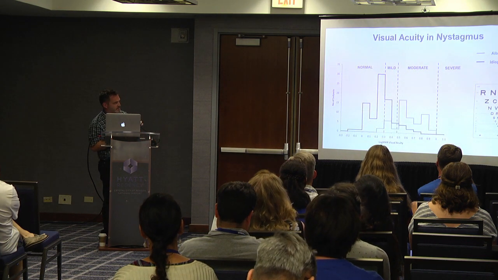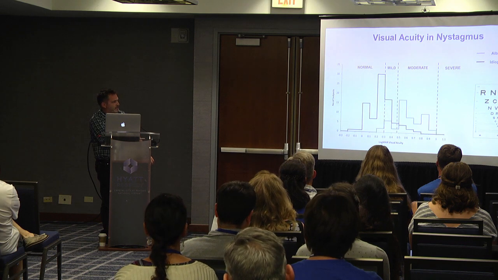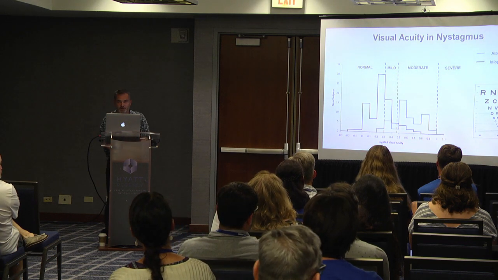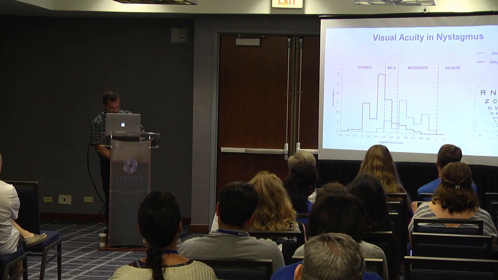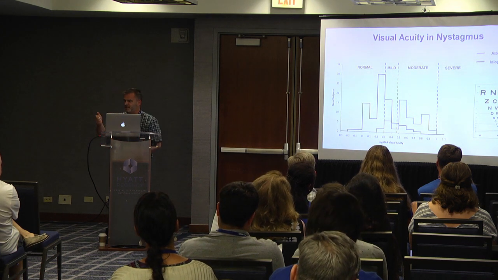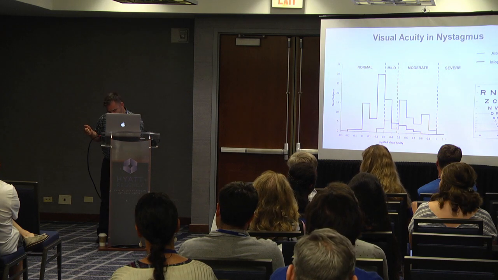Now, this is some data that we published a few years ago, and it's just on visual acuity measurements in a group of people with albinism and a group of people with infantile nystagmus. Do we have a laser pointer or anything at all, do you know?